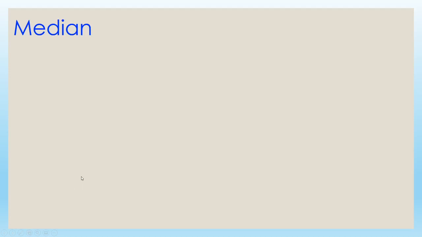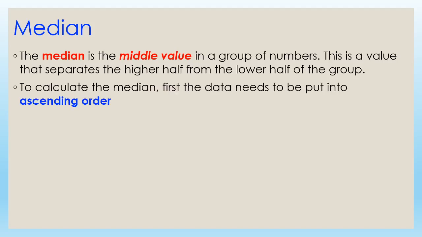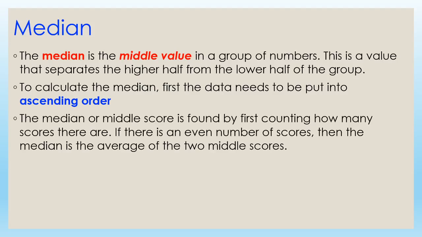Now, the median is a little bit easier to work out. The median is the middle value in a group of numbers. This is a value that separates the higher half from the lower half of the group, so it basically breaks the numbers into half. To calculate the median, first we need to put the data in ascending order from smallest to largest. Then the median score is found by counting how many numbers there are and finding the middle number. If there's an even number of scores, then it'll be in between the middle two numbers.